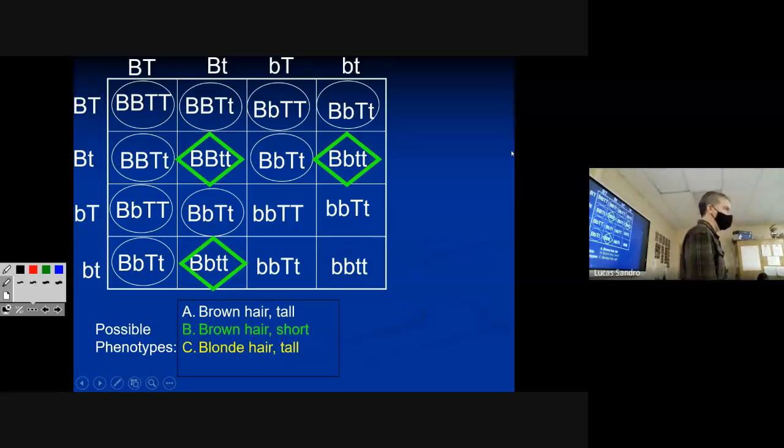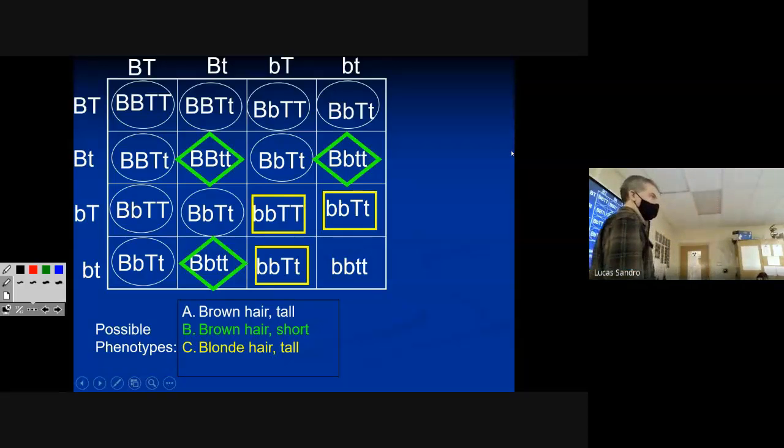Should be getting easier as you knock out these blocks, right? You've only got a few left. How many of them are blonde but tall? 3. 1, 2, and 3. And there's one left, and that is our blonde-haired and short person.